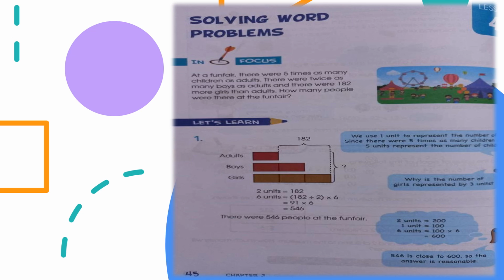Now in total we have 6 units, and we know that 2 units are equivalent to 182. To find the total, first of all, we divide 182 by 2 to get the value of 1 unit, and then we multiply that number, which is 91, by 6 to get the total number of people. So there were 546 people at the fun fair.